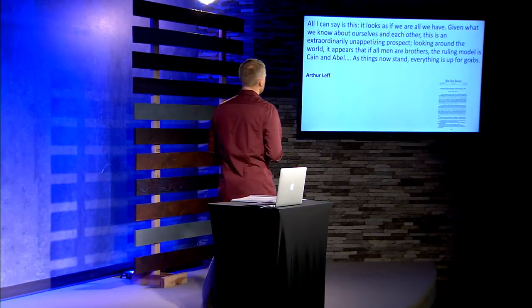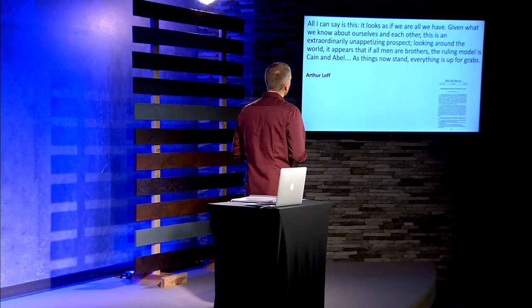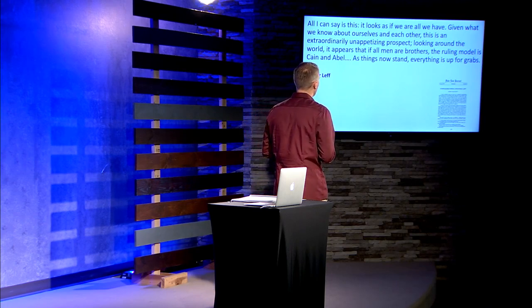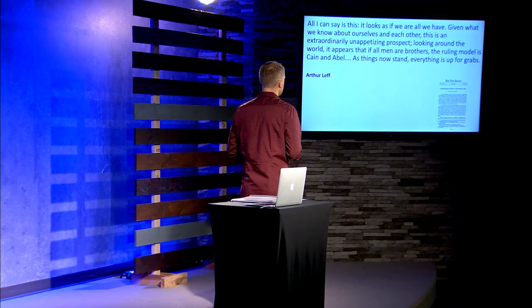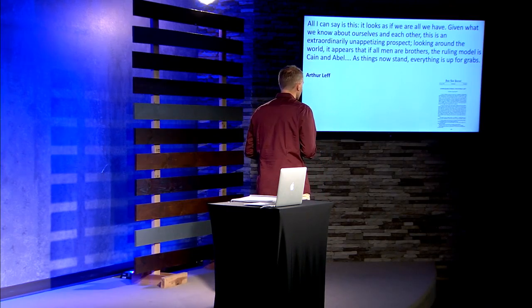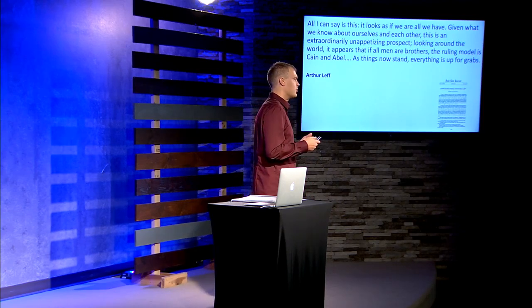He says, all I can say is this, it looks as if we are all that we have. Given what we know about ourselves and each other, this is an extraordinarily unappetizing prospect. Looking around the world, it appears as if all men are brothers. The ruling model is Cain and Abel. As things now stand, everything is up for grabs. And then he concludes the whole article with a sort of poem.